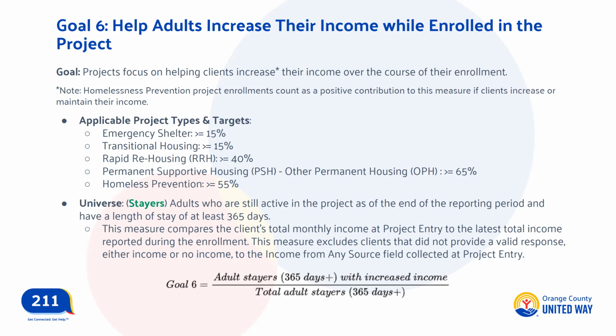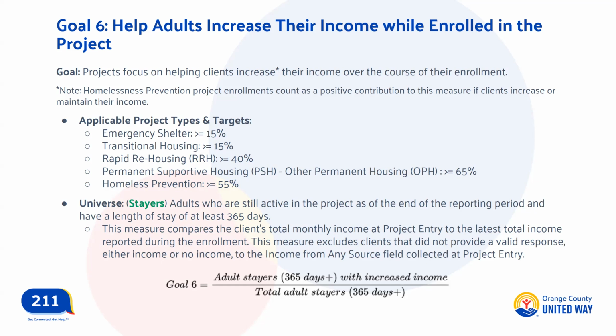And the applicable project types and target measures are as follows. For emergency shelters, it's greater than or equal to 15%. For transitional housing, greater than or equal to 15%. Rapid rehousing, greater than or equal to 40%. Permanent supportive housing or other permanent housing, greater than or equal to 65%. And for homeless prevention, greater than or equal to 55%.